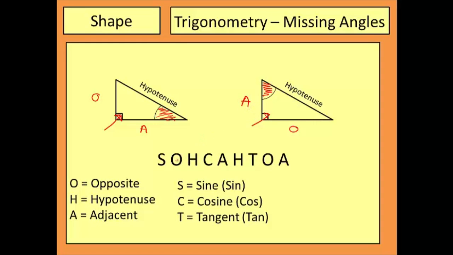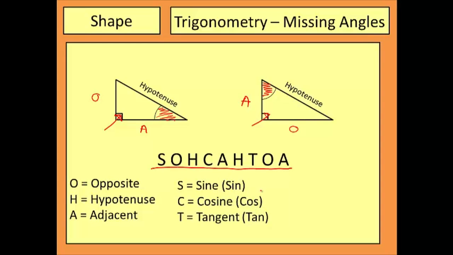The second thing to remember is this word, SOHCAHTOA. It is absolutely vital for remembering how to apply these formulas in trigonometry. O, H and A stand for opposite, hypotenuse and adjacent. S, C and T are all to do with the angle. S stands for sine of the angle, C stands for cosine of the angle, T stands for tangent of the angle. These are the three we're going to be using a lot of during this video.